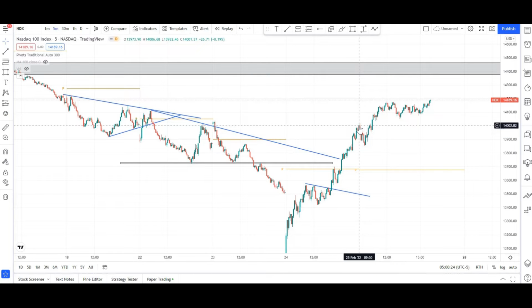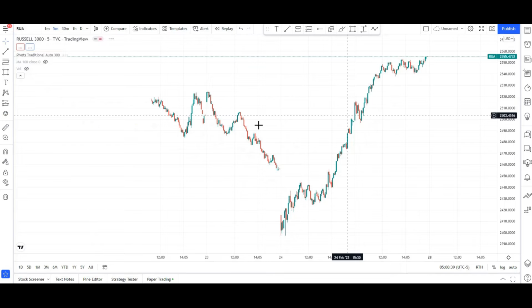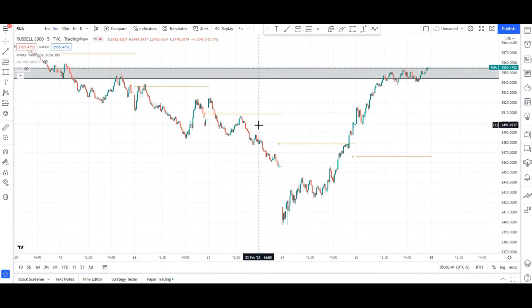You have seen on 25th it opened slightly sideways only, and just went to upside but continuously consolidated and closed. Okay guys, this is the Nasdaq 100 analysis. Now we can see in Russell 3000.